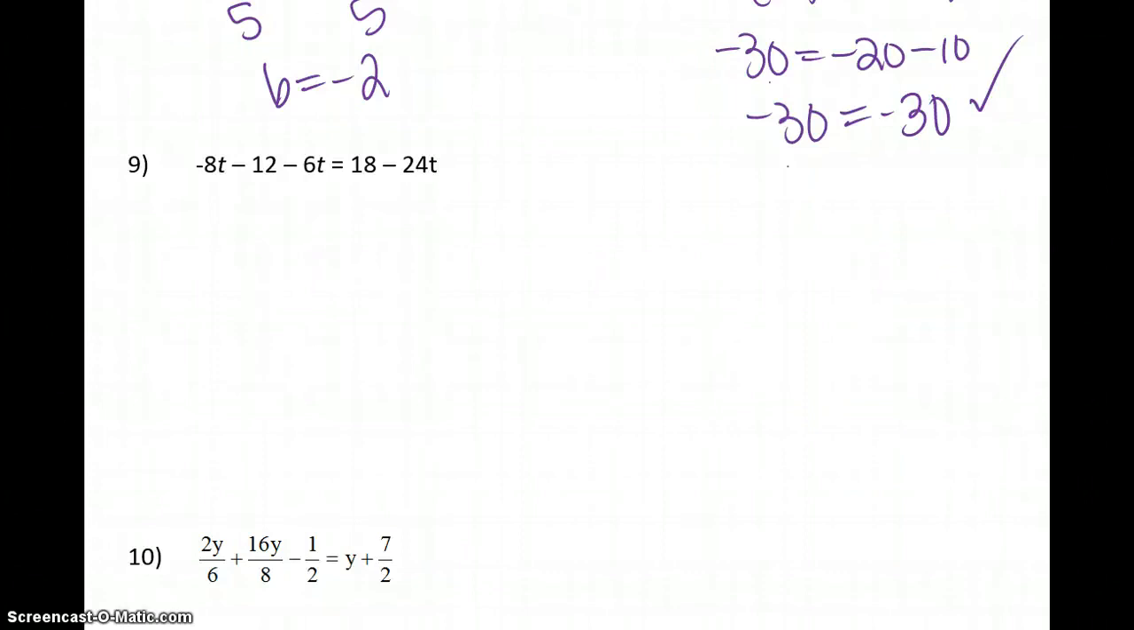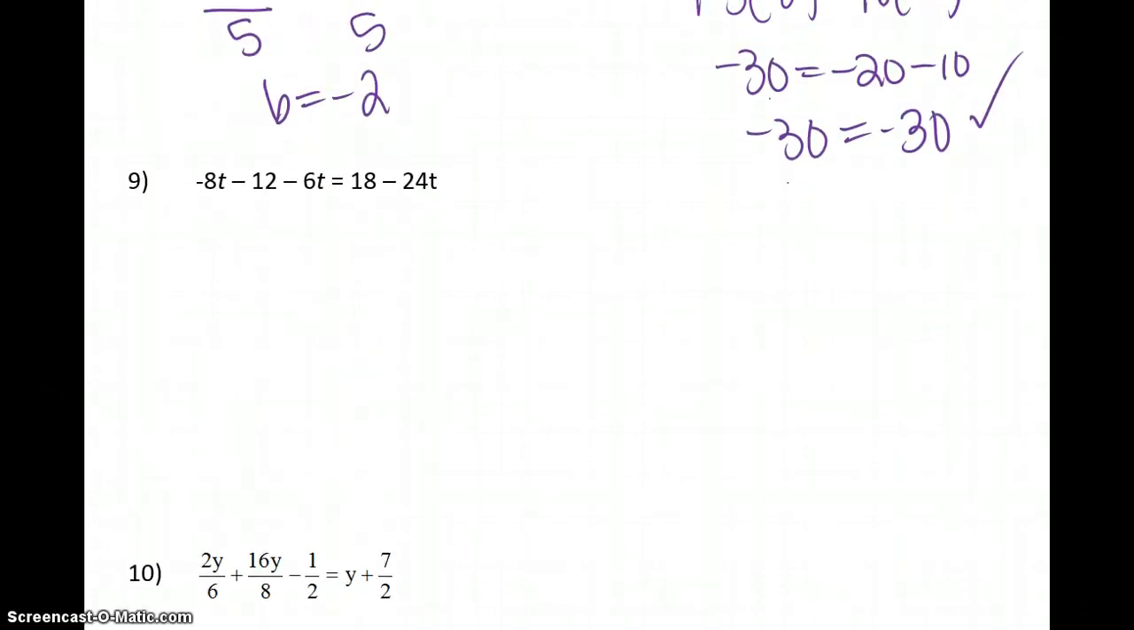Number 9. Number 9, I see that I need to combine like terms before I do anything. I need to combine the like terms, and I have negative 8t minus 6t. Excuse me, remember those integer rules. Negative 8 minus 6 is actually negative 14. Okay, do not tell me that's negative 2. It's actually negative 14. T minus 12 equals 18 minus 24.